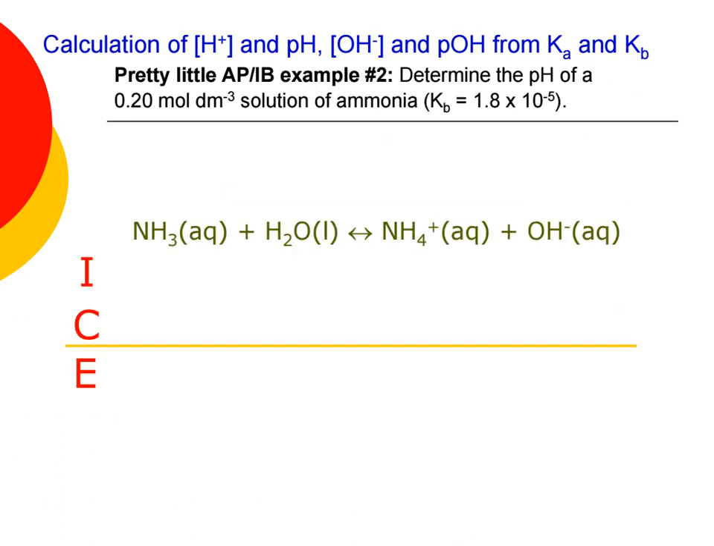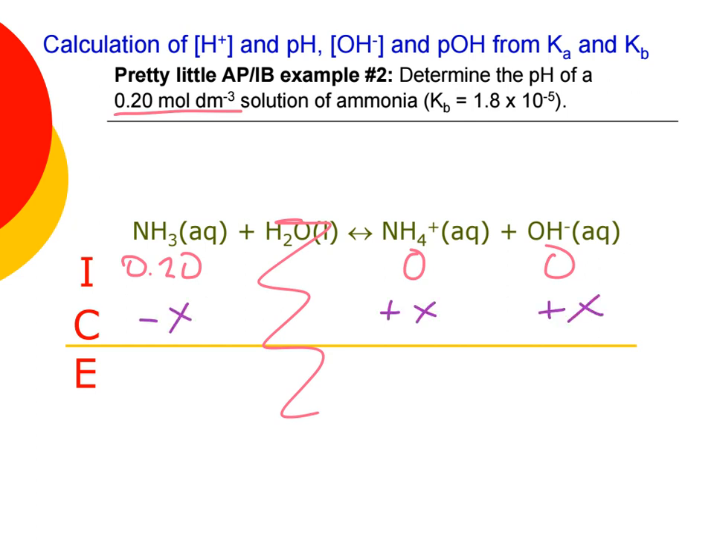Last example here using Kb. Again, we're going to be able to make that assumption that the Kb is small. So first we'll look at plugging in our initial concentration. We know that for ammonia it's 0.2, that water isn't going to be included in the equilibrium expression, and for the products we start off with 0. Now we'll plug in the change with these 1-to-1 mole ratios. So that's just going to be negative X for our reactants and positive X for our products.